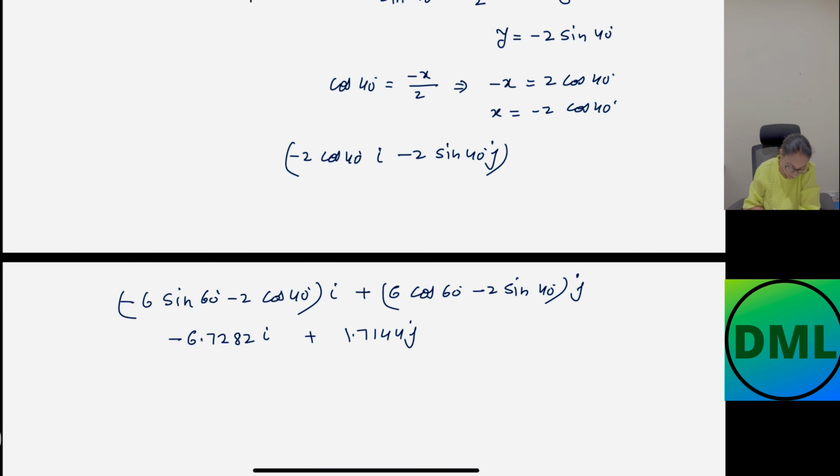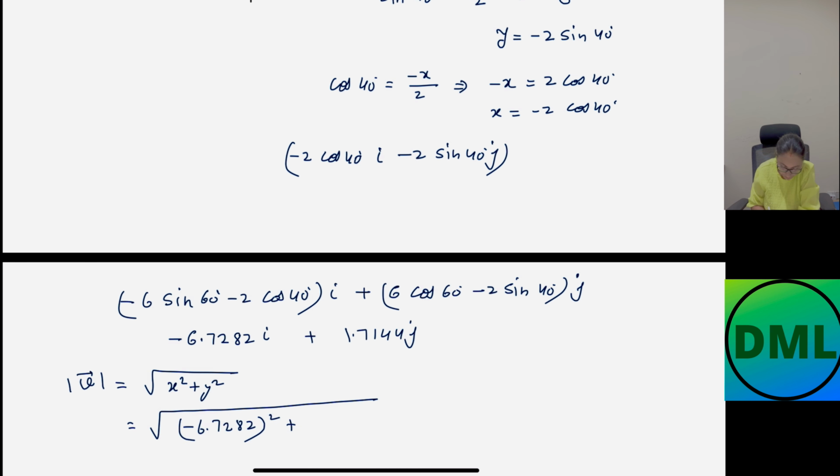I have to calculate the magnitude of that vector. Magnitude of that vector v will be given by root of x square plus y square. If I do that, that will be written as minus 6.728 to the whole square plus 1.7144 the whole square. If you calculate it, your answer will be equal to 6.94323, which is approximately equal to 6.94. That will be your magnitude.